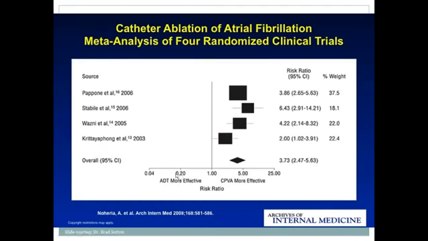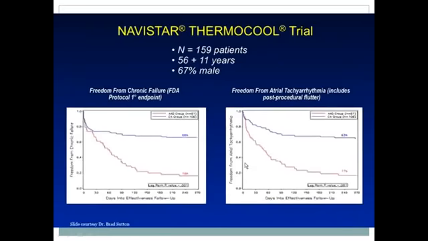Meta-analysis of antiarrhythmic drugs: is more effective, or is catheter ablation more effective? All of these studies have shown that catheter ablation is definitely better than antiarrhythmic drugs. This is the thermocool catheter, and this is the cryo balloon that I showed you guys. This is the study that got them approved, and as you can see here, the antiarrhythmic drug group versus the one that they did the pulmonary vein isolation, a significant difference.